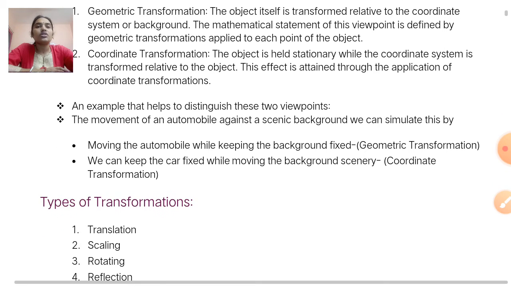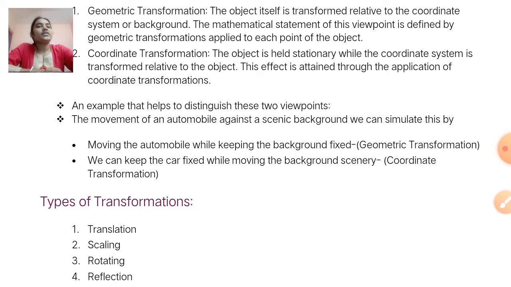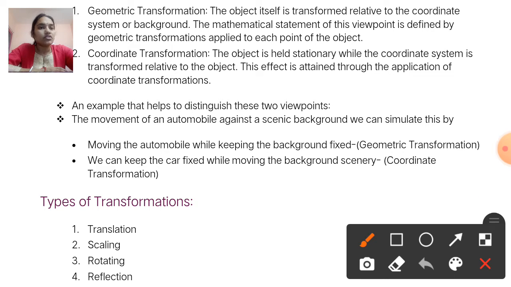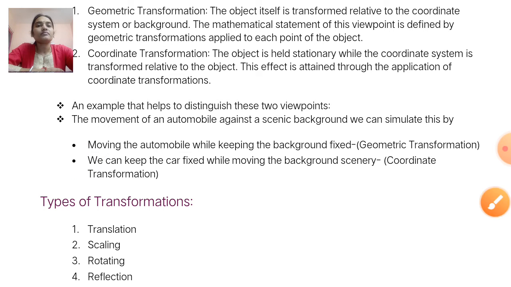Then another one is coordinate transformation. The object is held stationary while the coordinate system is transformed relative to the object. This effect is attained through the application of coordinate transformation. For example, the object is fixed and the background scenery is moving. This is known as coordinate transformation. We will also discuss examples of this one and this one.